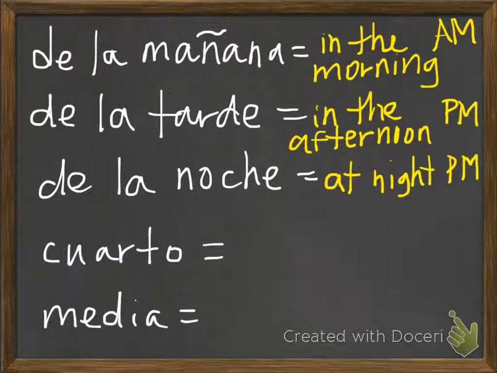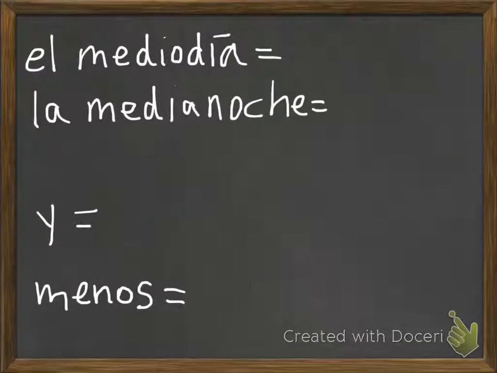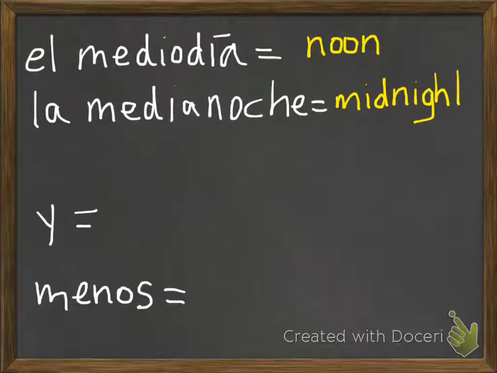Okay, and then some other words that you already know, but just so they're on your note sheet, we have cuarto, which is a quarter. So we can use it to say that it's a quarter till or a quarter past. And then media, which is half, so half past. Okay, pause that if you need more time to write. I'm going to do the right column now. Okay, el mediodía is noon. And then la medianoche is midnight. Okay, this obviously comes from the word media, which is half. So we have half day, which is noon, and then half night, which would be your midnight.